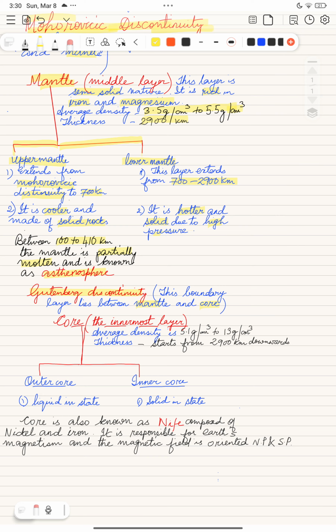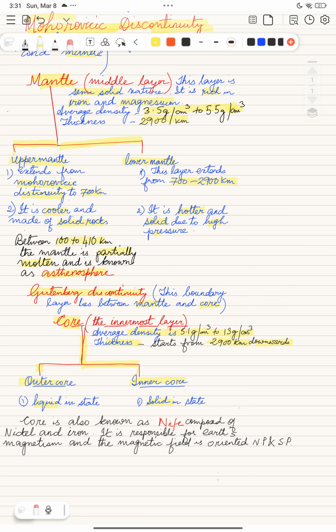Last, or the innermost layer, is the core. The average density of core is 5.1 gram per centimeter cube to 13 gram per centimeter cube. Thickness, it extends from 2900 kilometer downwards. Now this core, again we divide into two layers. One is outer core, other one is inner core. Outer core is liquid in state. Inner core is solid in state.